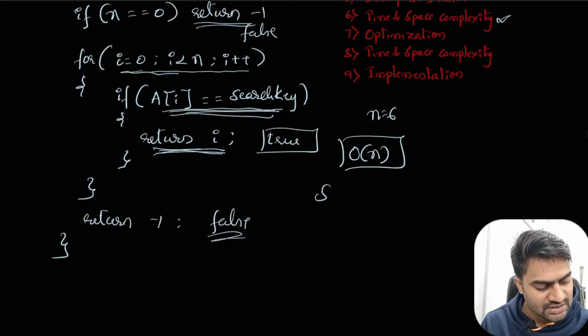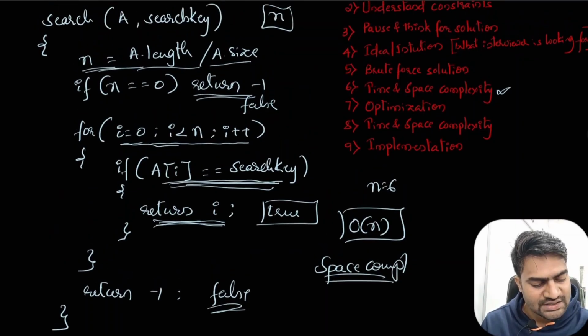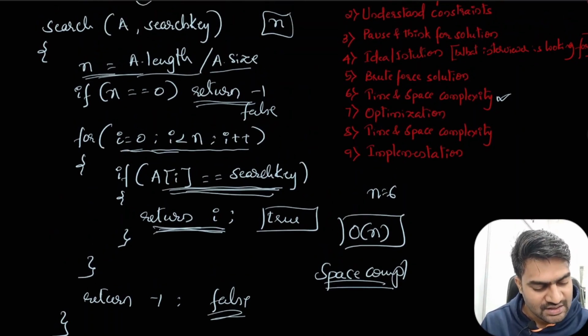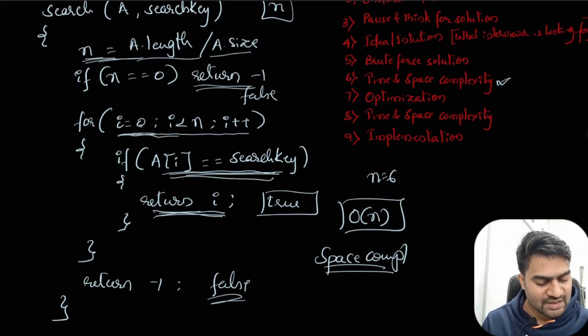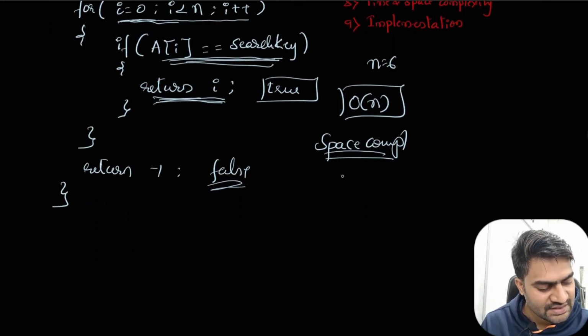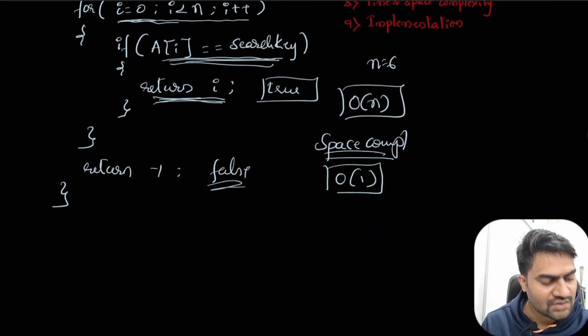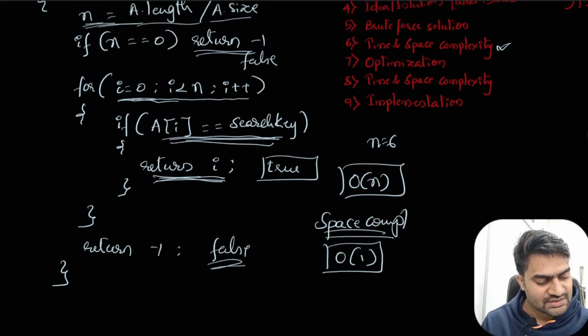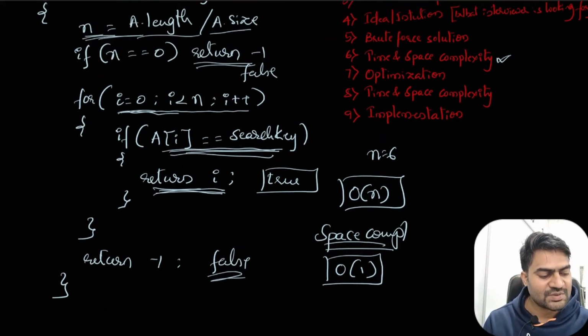What about the space complexity? We are not using anything extra other than a few variables, which is n and some variables inside this for loop. So we are not using anything extra. That's why the space complexity is of order 1 for this particular code. Okay. So this is the time and space complexity.